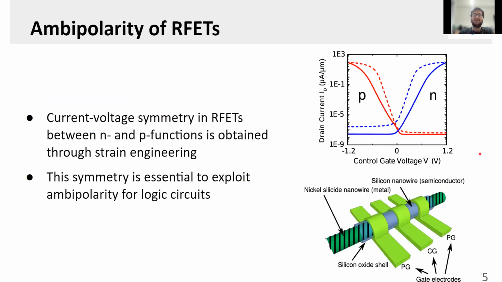Moving ahead, what is ambipolarity then? What does ambipolarity mean in the case of an RFET? Ambipolarity basically means that in both functionalities, we can observe the voltage to current transfer curves. And we can see that in the case of an RFET, the P and N-type functionality is almost symmetrical. This is also important considering the future circuit implications, and also for exploiting this ambipolarity for logic circuits.